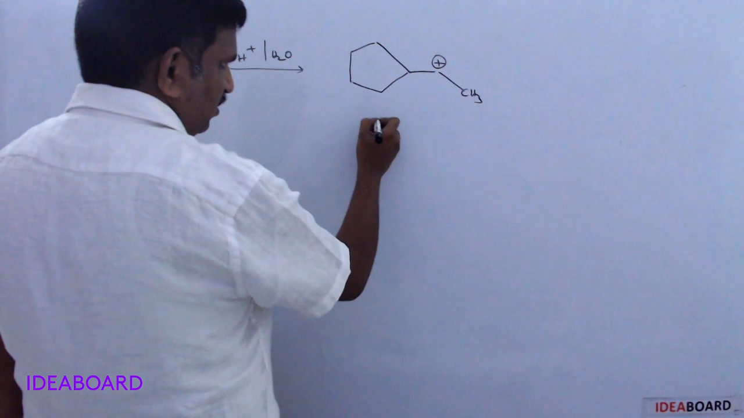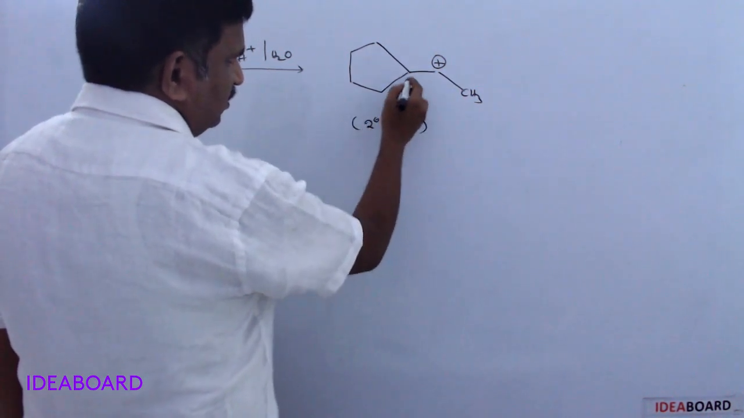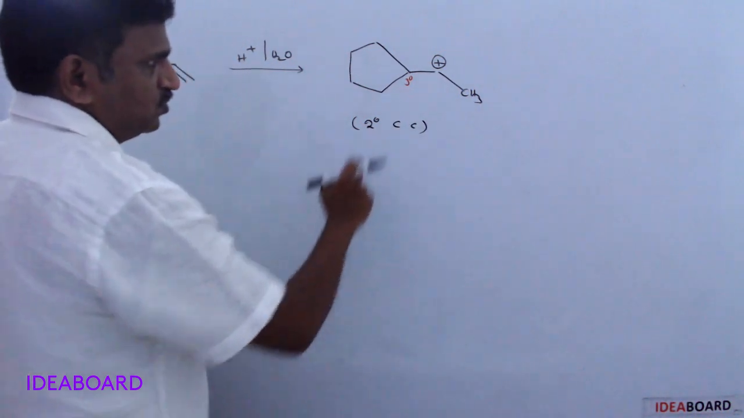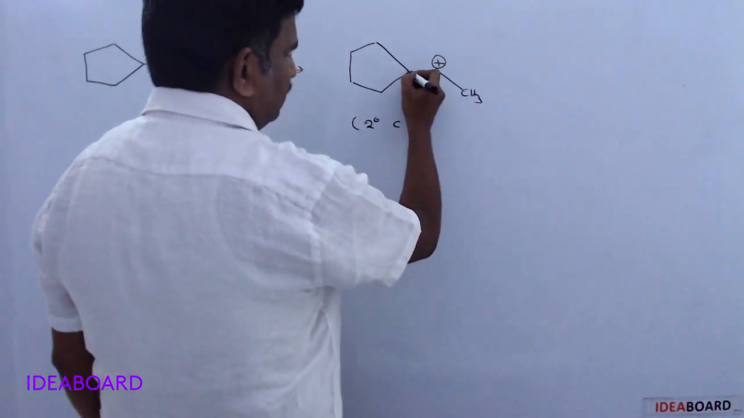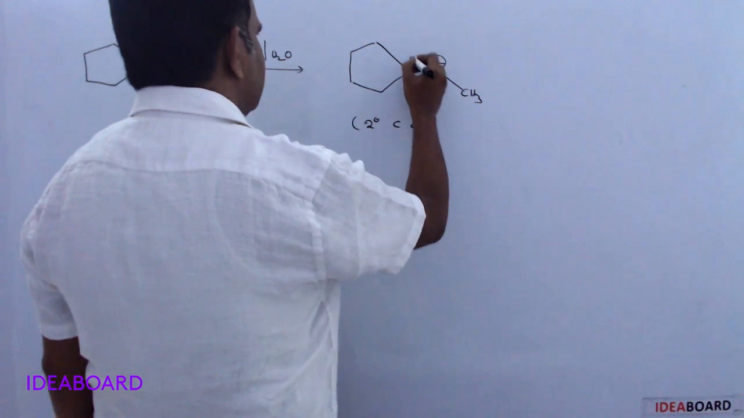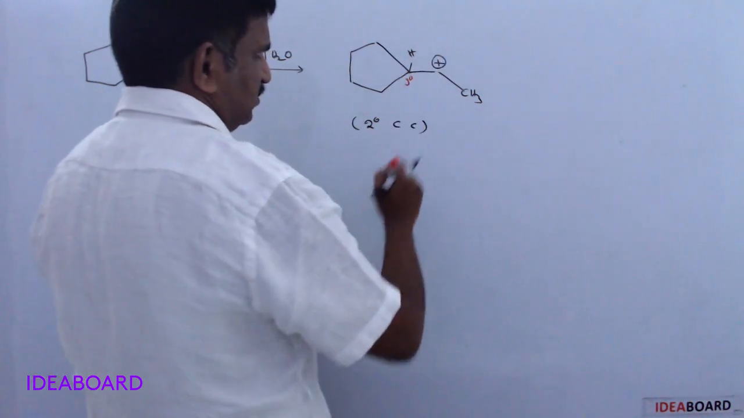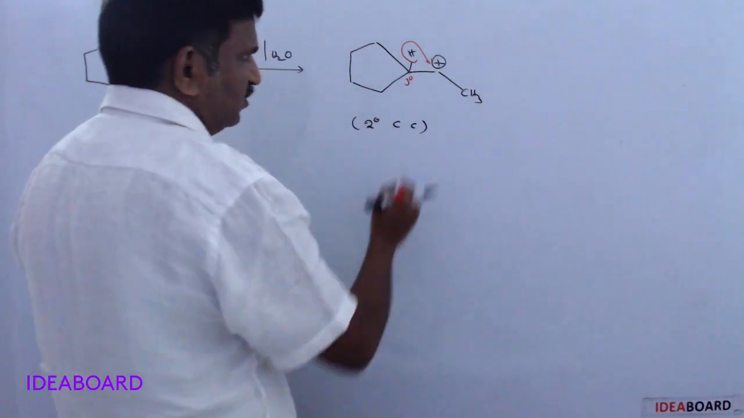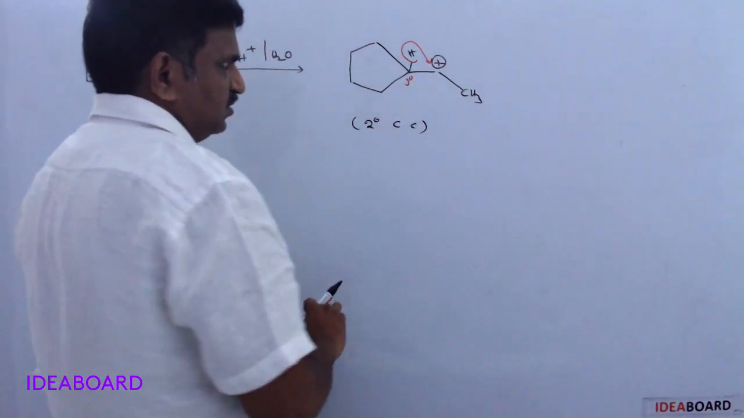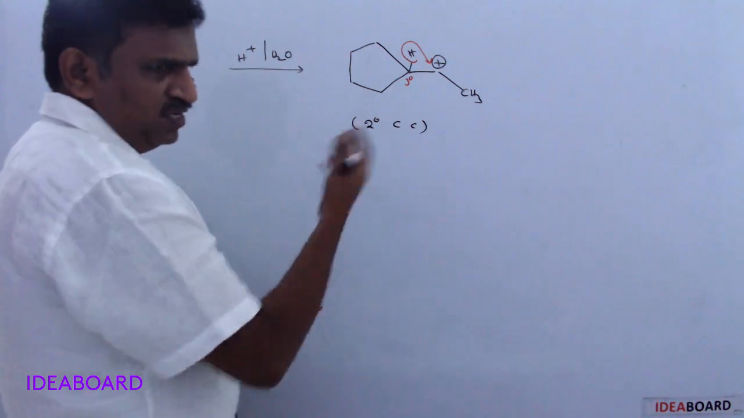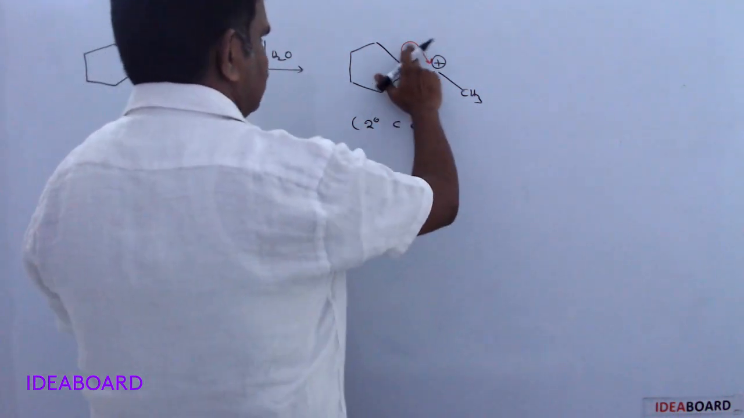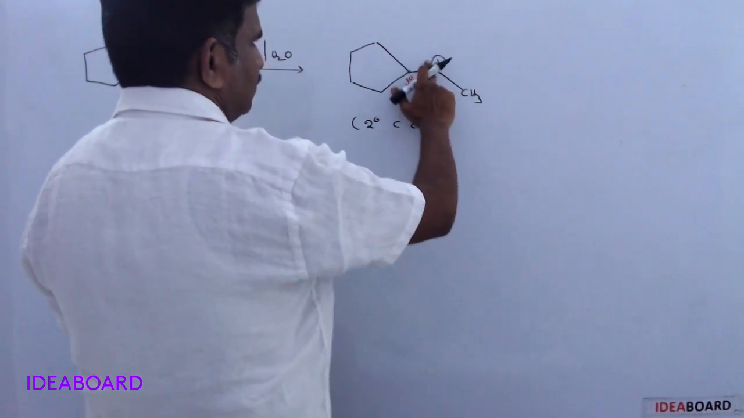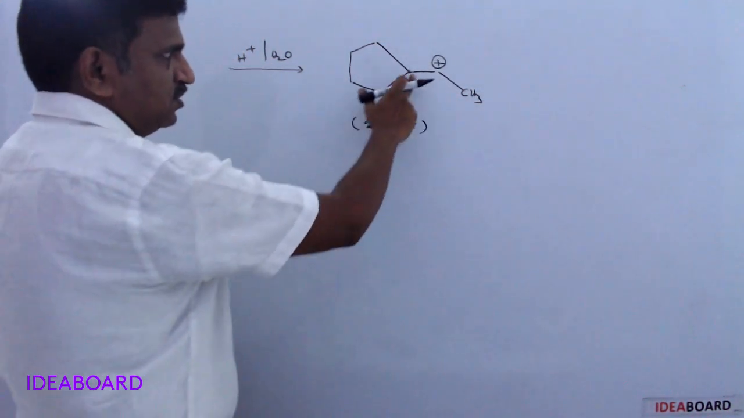But this is a secondary carbocation and the adjacent carbon is a tertiary carbon. Here one hydrogen is present, and this hydrogen shift occurs onto this carbon. Or you can write the ring expansion process first. No need to go for the hydrogen shift. We will get the six-membered ring now, so the ring expansion process occurs.